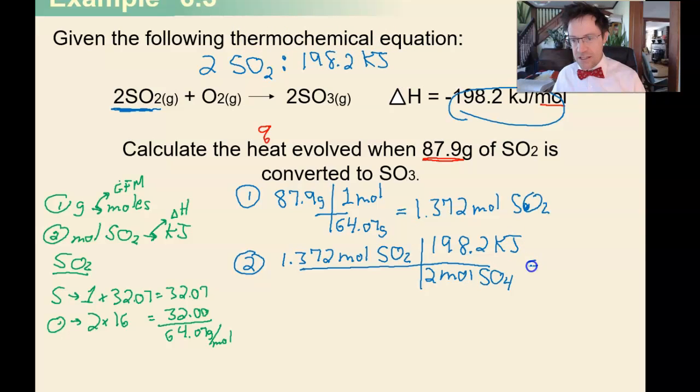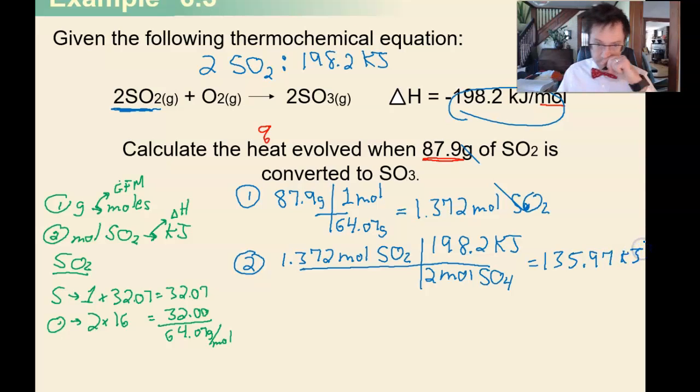So let's see if we can math that out. That's some serious mathing. So you should really double check me on this one. I don't know if I'm right, but I'm putting this down. I hope I got that right. I don't know if I did, but there's my answer, 135.97 kilojoules.